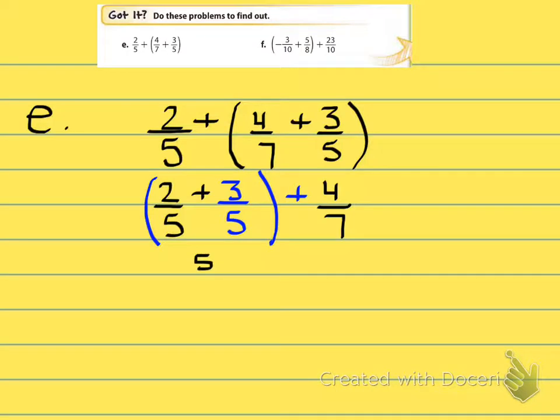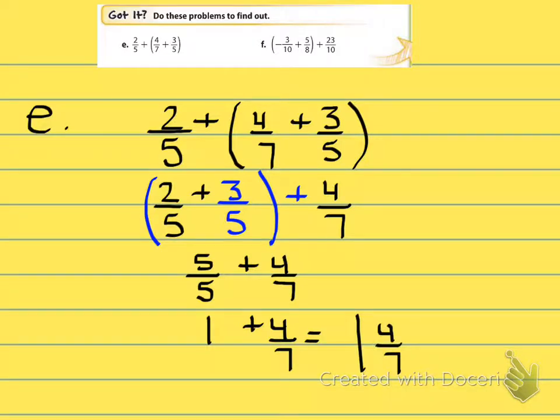because that gives us 5/5. And 5/5 plus 4/7. And 5/5 actually turns out to be 1 whole plus 4/7, which is exactly what we talked about last time, 1 and 4/7. So again, don't make it more complicated than it needs to be.